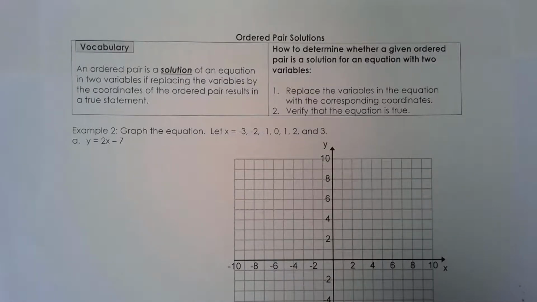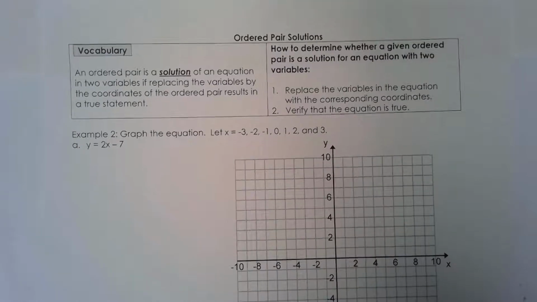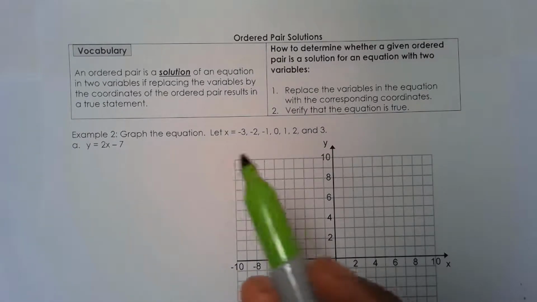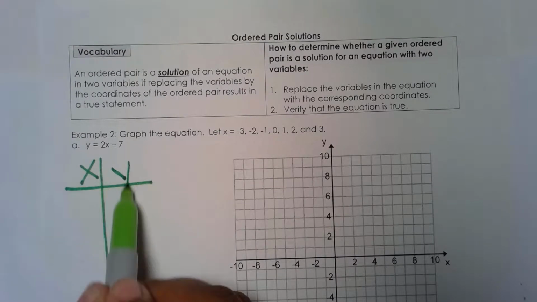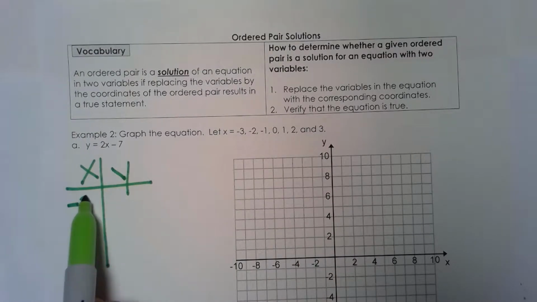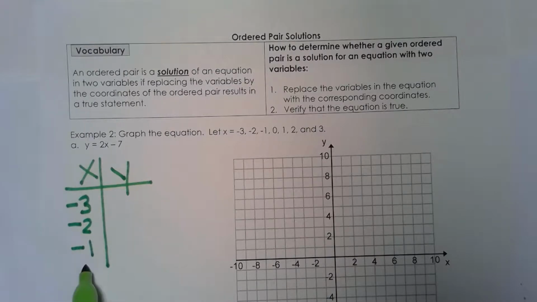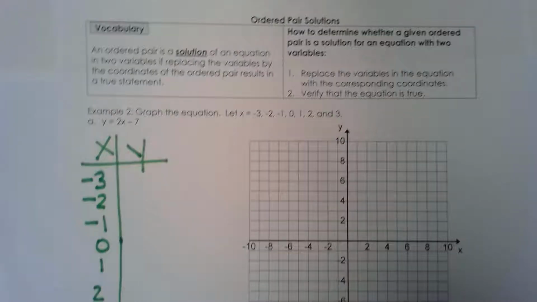All right, so we're going to graph the equation. It says let x equal to -3, -2, -1, 0, 1, 2, and 3. And we have the equation of y is equal to 2x minus 7. So we can work this the long way, where, for example, we can substitute because we're going to create a table, an XY table. And for our XY table, we're plugging in these 7 values so we can find the ordered pair.